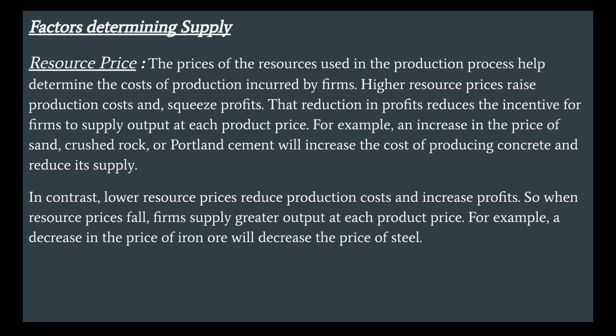In contrast, lower resource prices reduce production cost and increase profits. So when resource prices fall, firms supply greater output at each product price. For example, a decrease in the price of iron ore will decrease the price of steel.